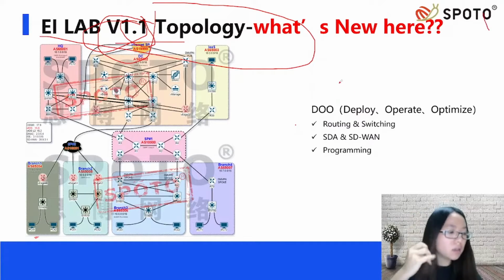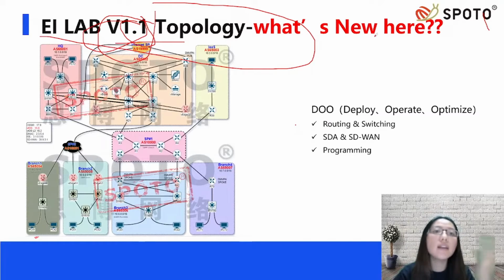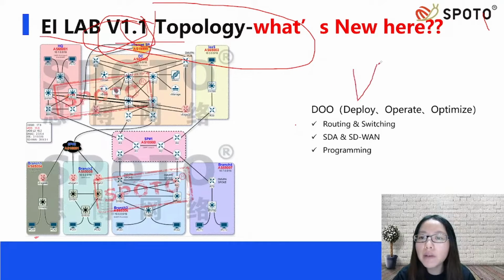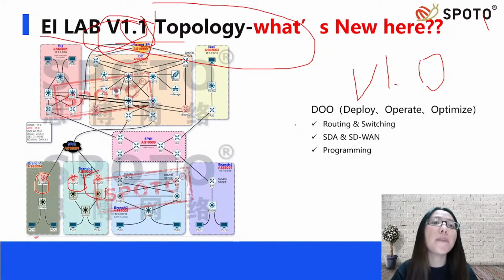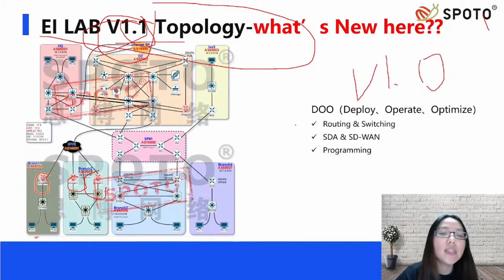Okay, so let me continue to talk about the CCIE version 1.1. The EI Lab version 1.1 is the same as our version 1.0, the old version. But it has a little difference from the old version. You can see this is the CH, and in the old version, CCIE version 1.0, it used the VH.